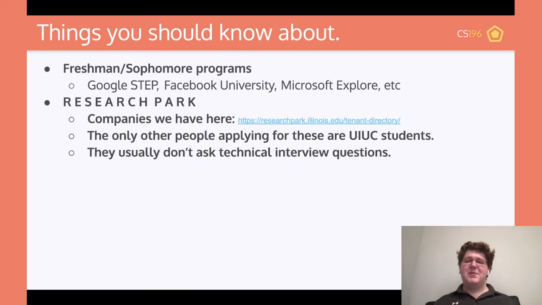And the only people usually applying to those positions are U of I students. And most of the recruiters there know not to ask technical interview questions because a lot of sophomores and freshmen will apply. So it's generally a more accepting environment than some of the other places, and you get to be in Champaign as well, at least before everything went online once again.